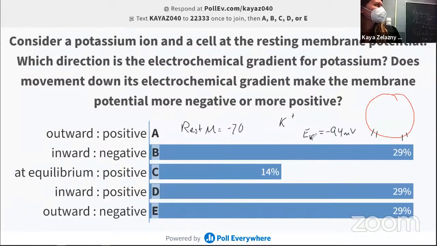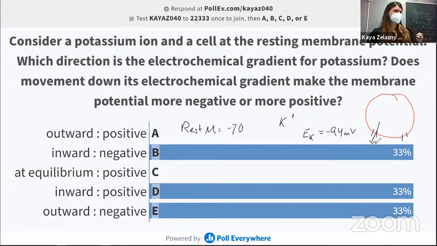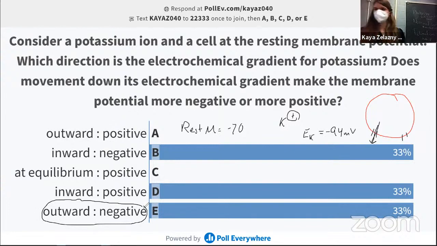So in order to get closer to its equilibrium potential, potassium is going to go out. And we do have channels that allow this to happen. This is a dynamic process. That's why we had that sodium potassium pump maintaining our chemical gradients. So when the positive charges move out of the cell, that would make the cell more negative. So we should have picked this answer E. The force is out, which would make the membrane potential more negative. Any questions about that?